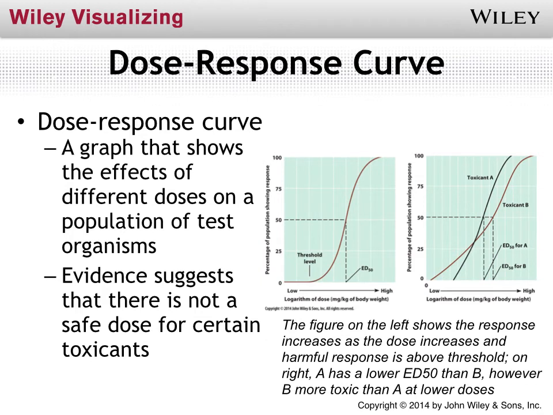So basically, for every chemical that's out there, every potential toxicant, we have developed a dose-response curve, which is a graph that shows the effects of different doses of a given toxicant on a population of test organisms. And notice on these graphs it shows the threshold level, the ED50 level, and then other graphs in the book will actually show the LD50.